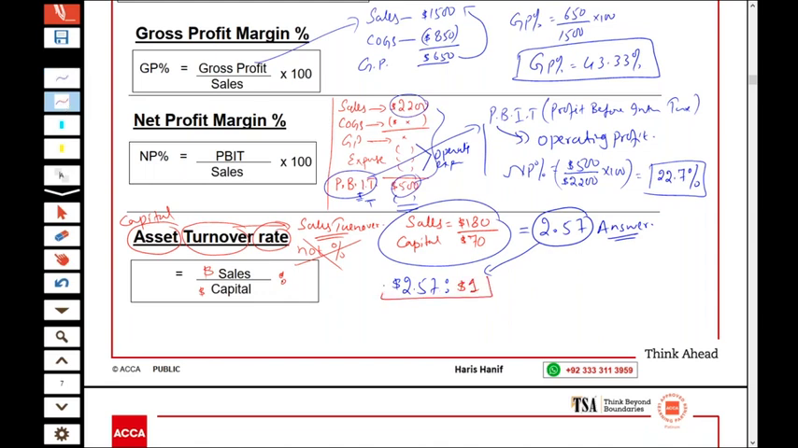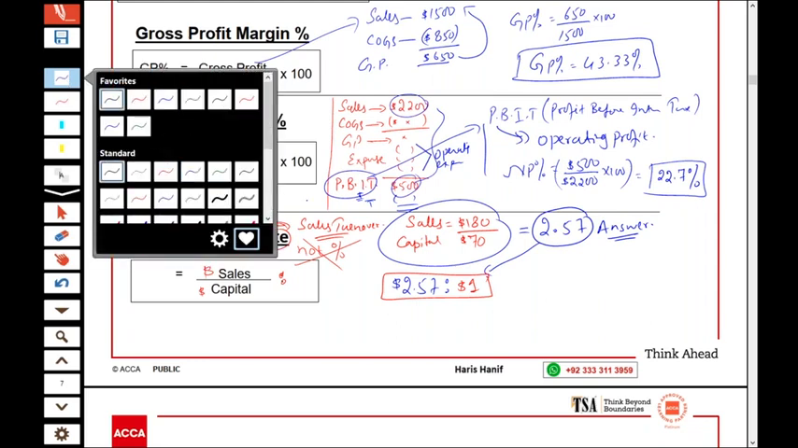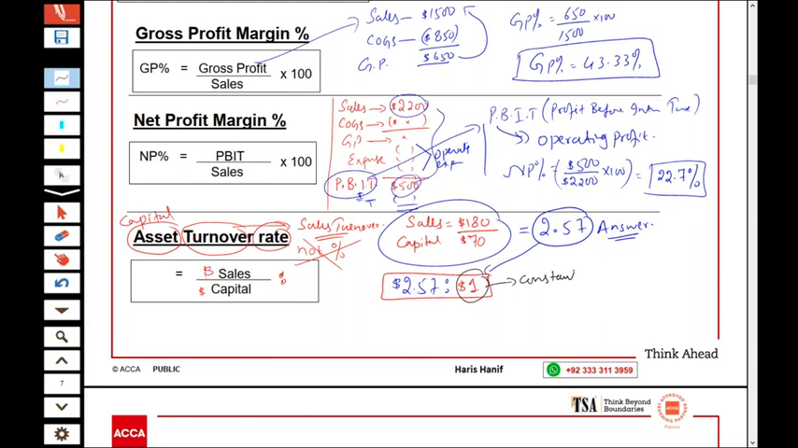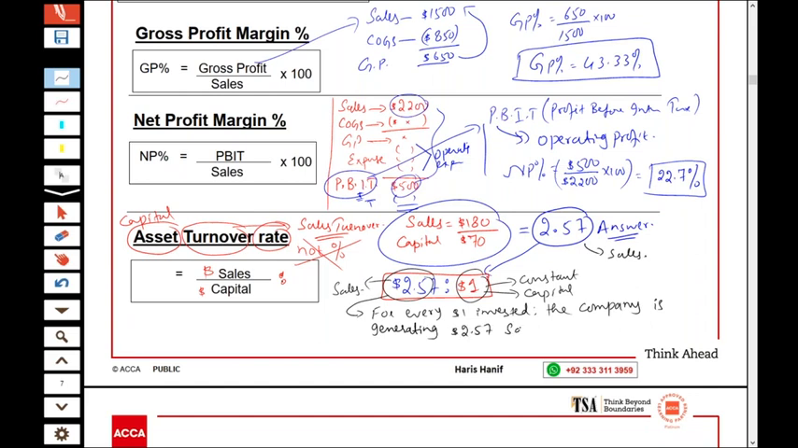Your answer, colon, $1. And remember one thing, that $1 is always constant, and it is showing capital, and this is showing sales. Now the interpretation: against every $1 investment capital, the company is generating 2.57 sales, and this is a very good sign. That is, for every $1 invested, the company is generating $2.57 sales, and that is the interpretation of this 2.57.